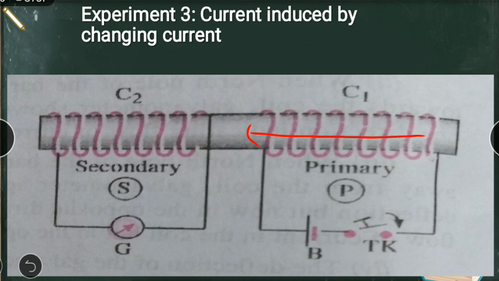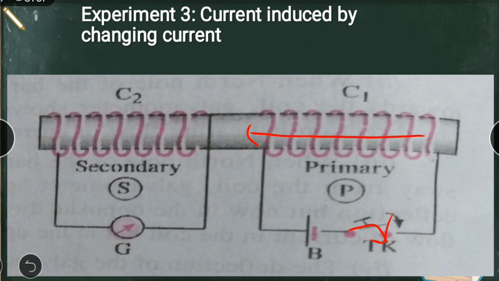Okay, next, one more thing. If the key is pressed continuously, if we keep the tap key pressed, then the galvanometer doesn't show any deflection. If we keep the key open, it also doesn't show any deflection.